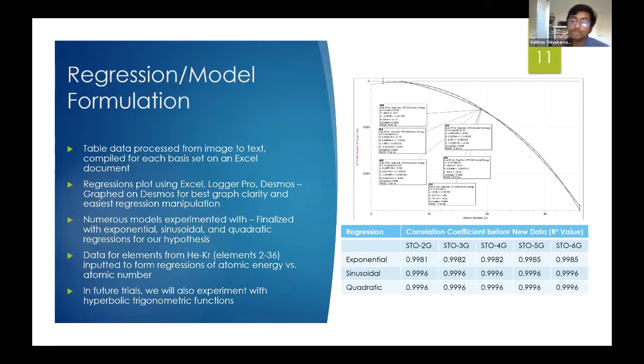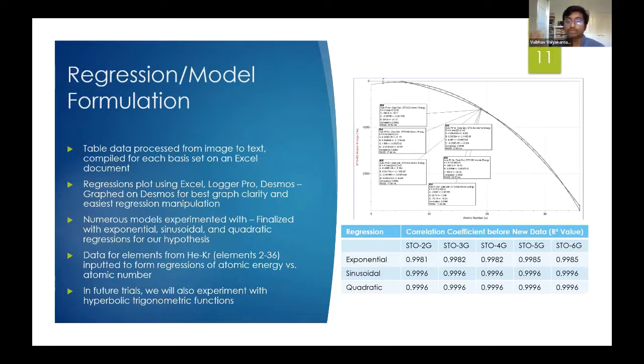From here, we actually used 3 different softwares in order to ease regression building and scatter plot building. So we used Excel. We used another software called Logger Pro for the actual regression building. And then finally, we used Desmos for the regression building and changing, because most of our graphing towards the end was done on Desmos because the graph clarity was the best. You could magnify and see the graph and manipulate it, and we felt the user interface was much easier for us to use.